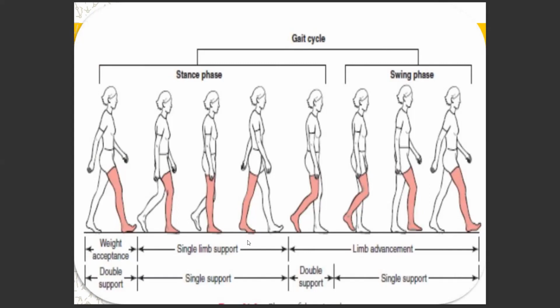There are two single supports and two double supports. Double support means when both the limbs are on the ground during that single gait cycle. So at the start of the gait cycle, and just at the transition from the stance phase to the swing phase, at the end of the stance phase, we have another double support. These double supports make up 20% of the total gait, while single support makes up 80% of the total gait.